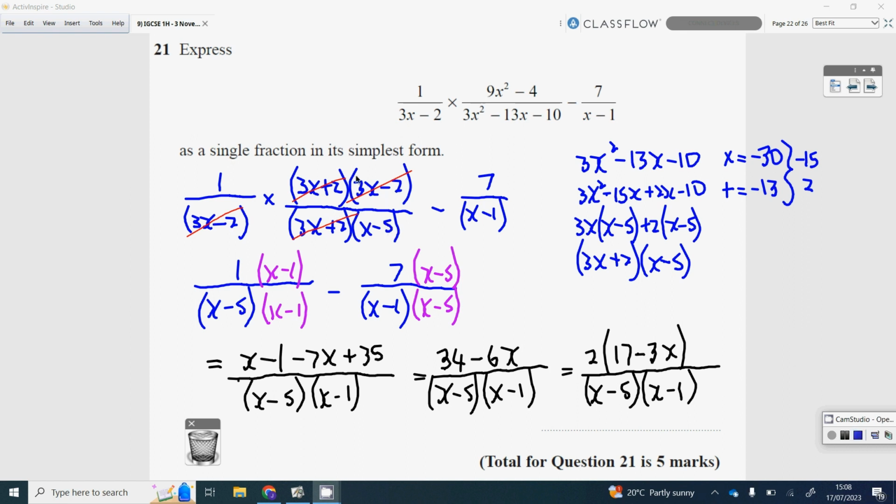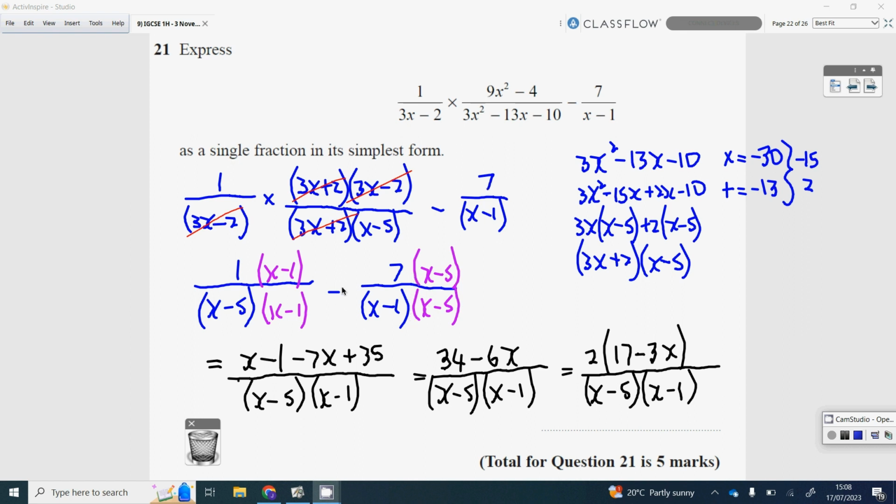Now that we've factorised here, there should be a lot of cancelling out we can do, and there is. The 3x minus 2 and the 3x minus 2 can cancel out, and so can the 3x plus 2 over the 3x plus 2, just leaving us with 1 over x minus 5 and the 7 over x minus 1 we haven't touched yet.